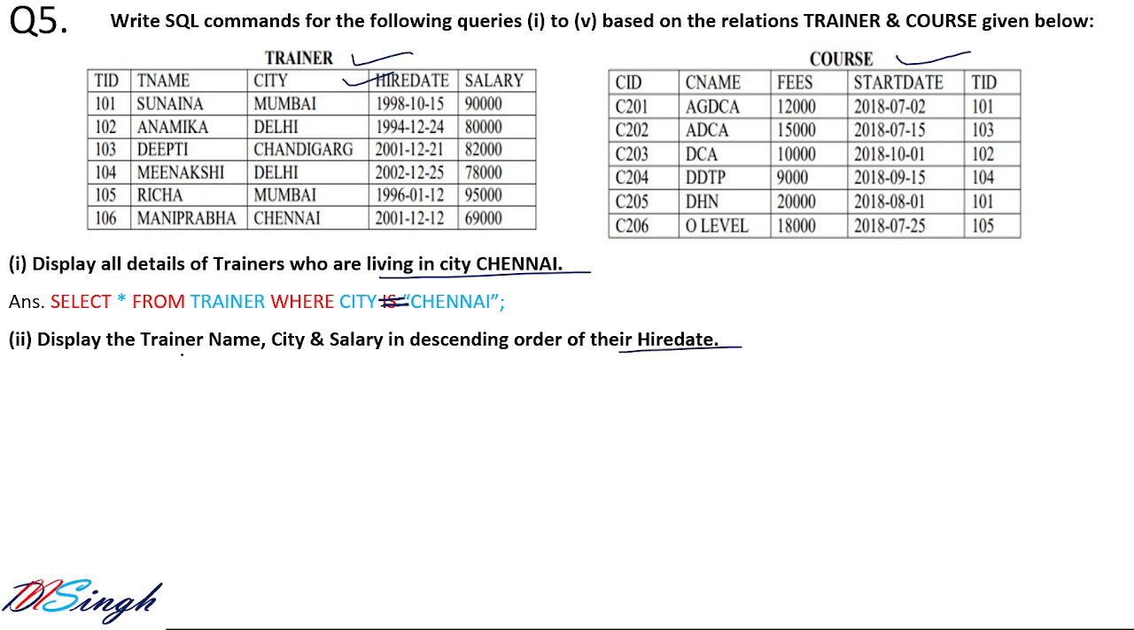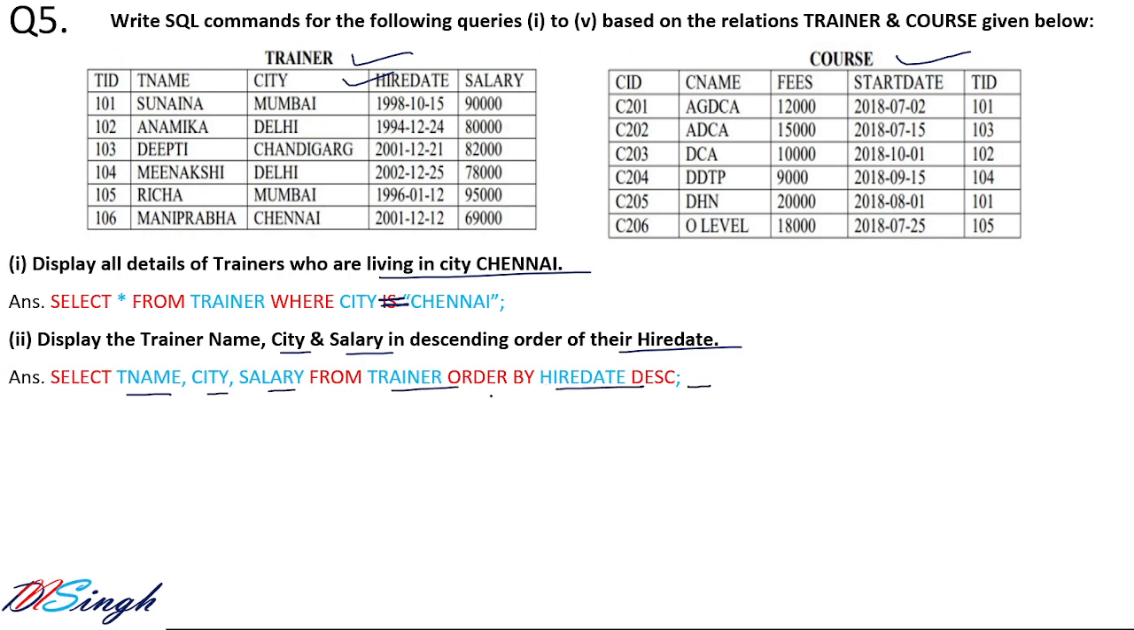Next, display the trainer name, city, salary in decreasing order of their hire date. Select trainer name, city, salary from trainer, order by hire date, descending, DESC. So like that we will write: select T name, city, salary from trainer, order by hire date, DESC.